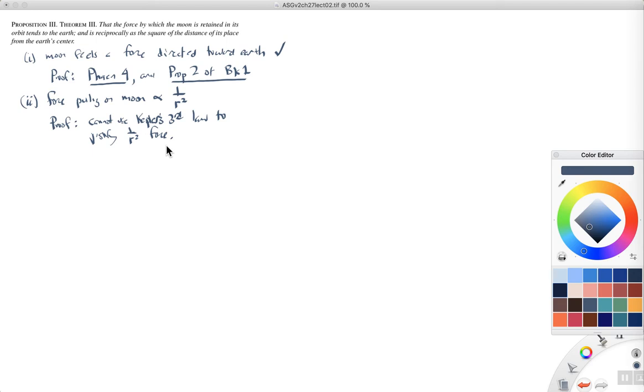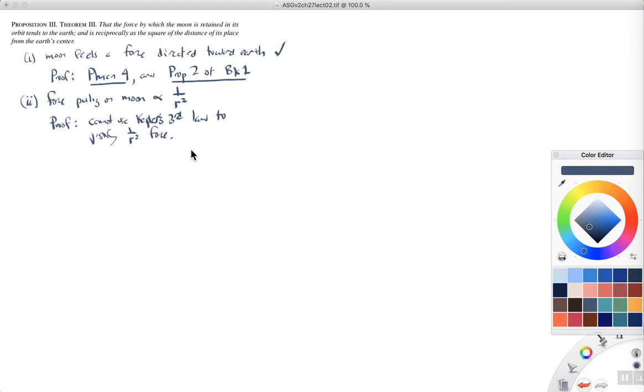Why can't he use that here? Well, simple. The Earth only has one moon. You cannot compare the orbit of one moon of Earth to the orbit of another moon of the Earth. Of course, nowadays one could do that using multiple artificial satellites going around the Earth. Newton did not have that luxury.